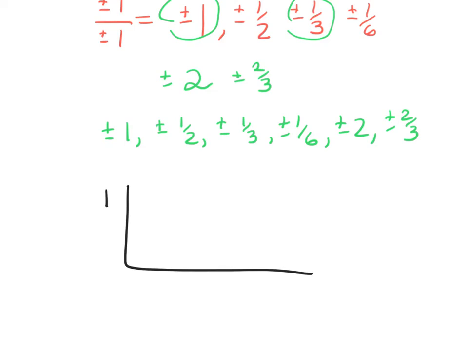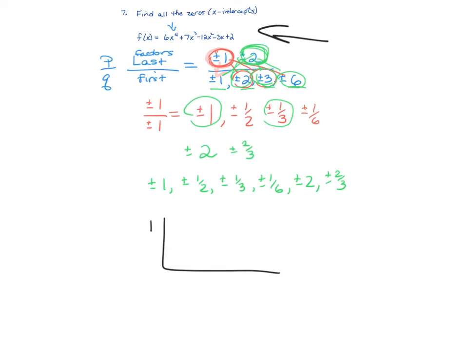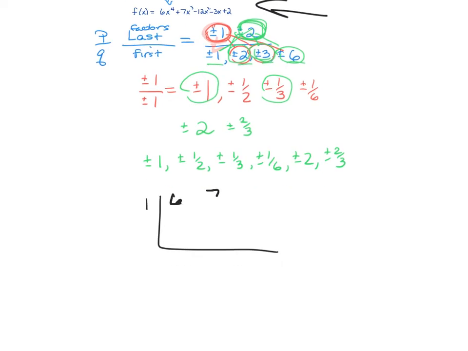So 1. Go back to the original problem, and we need the coefficients. So I need 6, 7, negative 12, negative 3, and positive 2. Now, for the quiz, you're going to be using your calculator. You'll be able to see from the graph, and I'm going to teach you how to use a trace feature to find the zeros, even when they're irrational or rational, meaning a fraction. All right, so let's do this. Let's see if we get a remainder of 0. Drop down the 6.